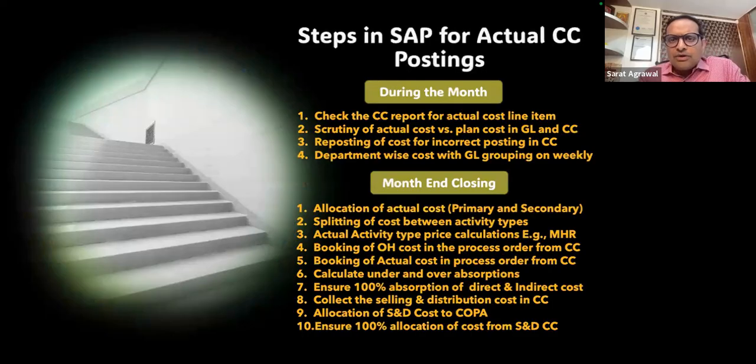So now let us understand what are the things we can do during the month for the cost center accounting, and most importantly on the actual cost which is getting posted in the cost centers, and at month end. During the month we can check the cost center reports, line item reports, scrutiny of the actual cost versus planned cost in the cost center with GL, and reposting of the cost from one cost center to other cost centers. So that is also part of the during-the-month activity.